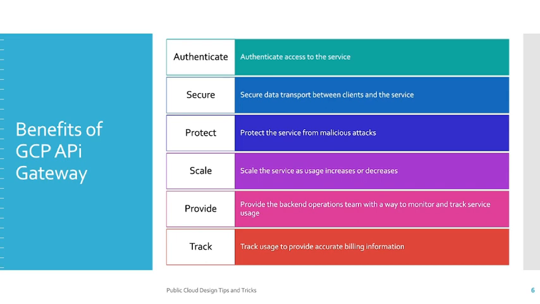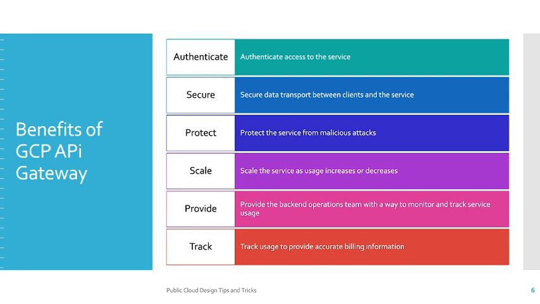Now let's try to understand what are all the different benefits of GCP API Gateway. The first benefit is authentication. It authenticates the services via certain built-in tools. Secure: when you are talking about security, that means it secures your data transport between your client and the services. It protects the service from malicious attacks. You can integrate WAF and so on. Scale: the service can scale as users increase and decrease. That means based on your users, you can increase and decrease your service.